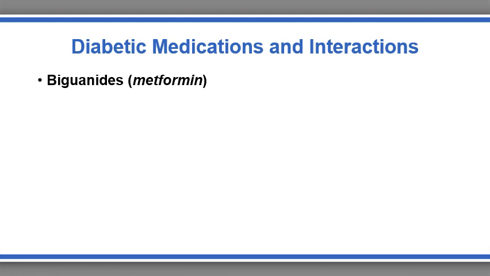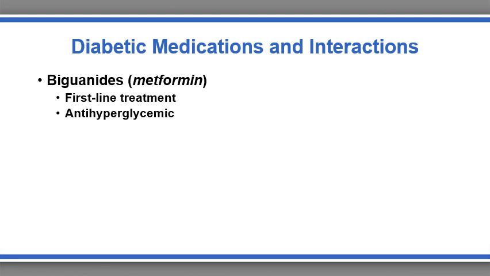So for instance, with metformin, it's very common to have things like diarrhea, nausea, abdominal pain. They have a very low risk of causing hypoglycemia. So that's part of the reason why they tend to get utilized as a first-line treatment. And again, they're anti-hyperglycemic.